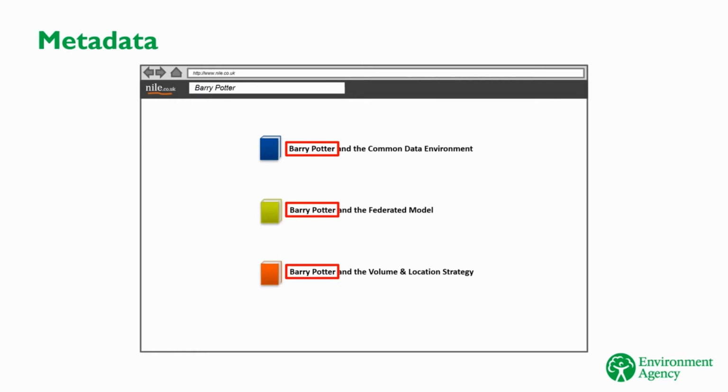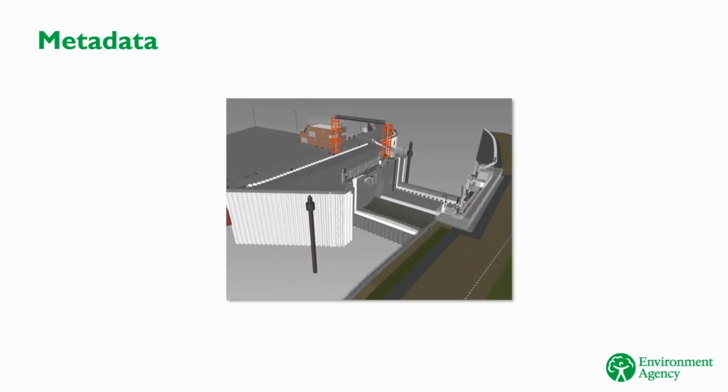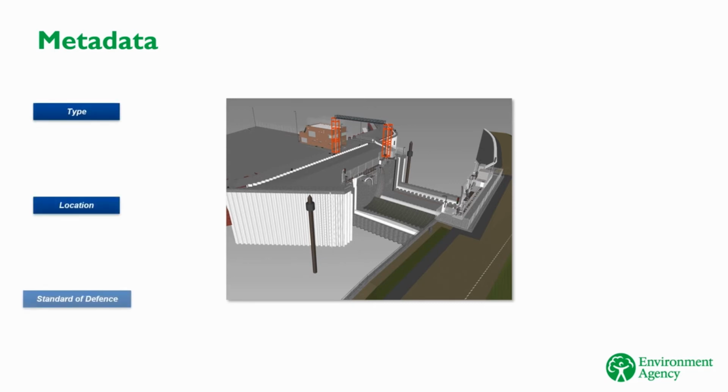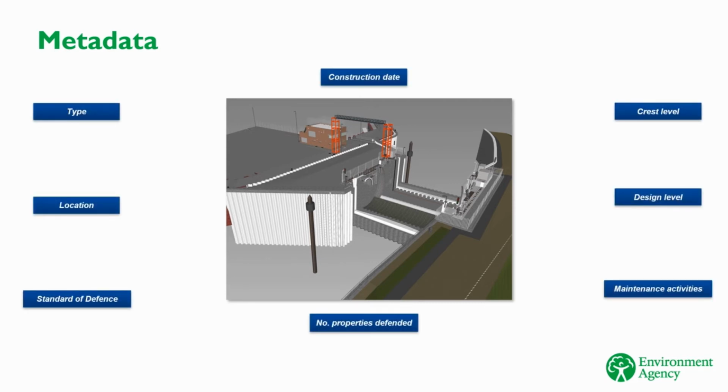BIM enables us to use metadata in the same way to describe our assets. For each of our assets, there's lots of different types of metadata we're interested in. By making sure we collect this metadata and doing so in a structured way, we make it easier for ourselves to find things about our assets later on.